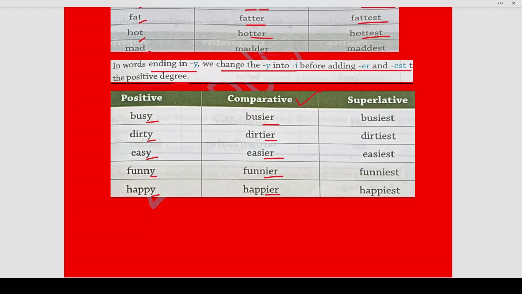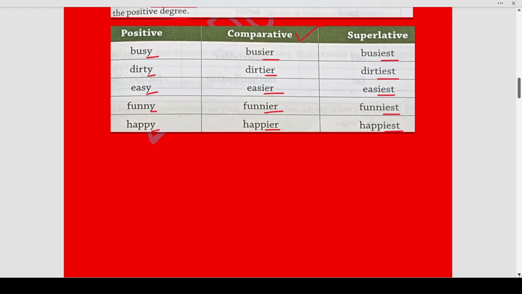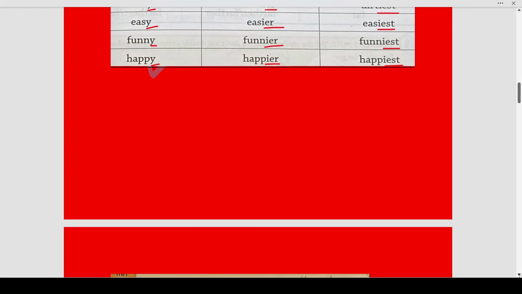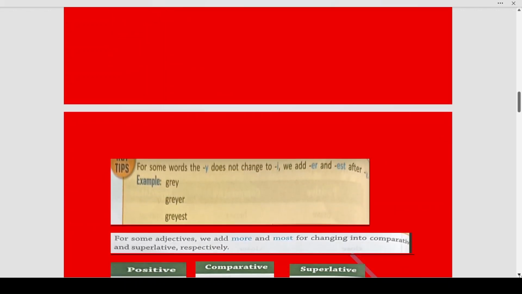Superlatives are formed by removing the Y and adding IEST. Busiest. Okay, dirty, remove the Y and add IEST. Easiest. You have to remove the Y and add IEST to make it superlative. Funniest, happiest. Keep practicing, all the students, so that you get the flow of writing down the correct answers. Okay, all these things can't be learnt in a day. You have to keep on going through these words every day. At least for 5 minutes every day, you need to go through such words.